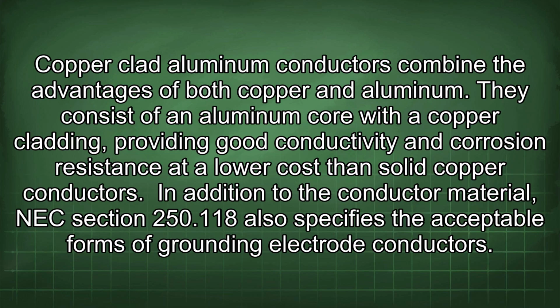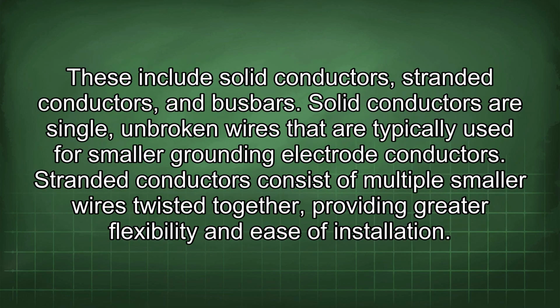Copper-clad aluminum conductors combine the advantages of both copper and aluminum. They consist of an aluminum core with a copper cladding, providing good conductivity and corrosion resistance at a lower cost than solid copper conductors. In addition to the conductor material, NEC section 250.118 also specifies the acceptable forms of grounding electrode conductors. These include solid conductors, stranded conductors, and busbars.